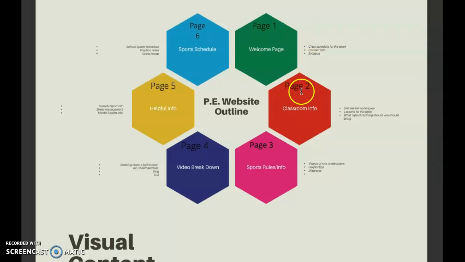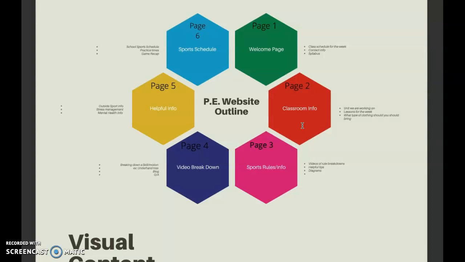Now moving down, we have page two in the red over here. This is classroom info, units we are working on, lessons for the week, and especially since we are PE, we don't use the website all the time. We're mostly hands-on. But you will be able to check and see what type of clothing you should bring for the week. Sometimes we're inside or outside. Sometimes it could be the fall and it could be cold out, but we still want to utilize the outdoors, especially if we're doing a certain unit. So just click on that. You could always go to page two to find out related info.